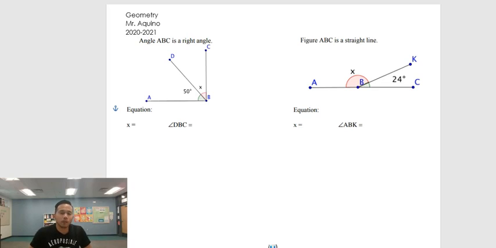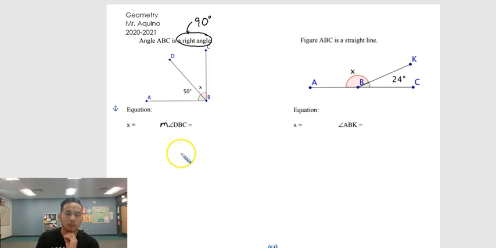Problem 1, angle ABC. Angle ABC is a right angle. That is our hint. It says there in the problem, ABC is a right angle. Therefore, if this is a right angle, automatically what will be the measurement? Right, 90 degrees. That 90 degrees was divided into two angles, which are angle ABD and angle DBC. The problem there is we have to find the value of x so that we will have the measurement of this angle. So what will be the measurement of DBC?